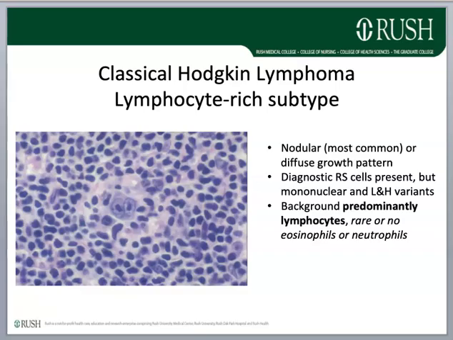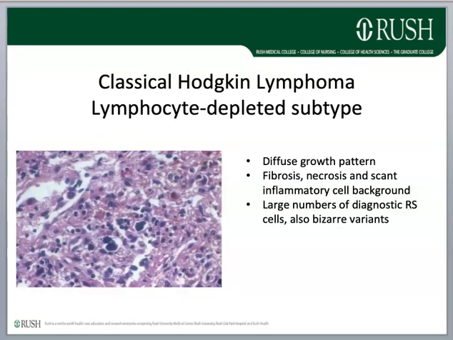The lymphocyte-rich variant of classic Hodgkin lymphoma most commonly has a nodular growth pattern, but it may also be diffuse. Diagnostic Reed-Sternberg cells are present, and there may be mononuclear Hodgkin cells, and sometimes cells even resembling LNH cells. What's distinctive is the background, which consists predominantly of lymphocytes with rare or no eosinophils or neutrophils, in contrast to the mixed cellularity type.